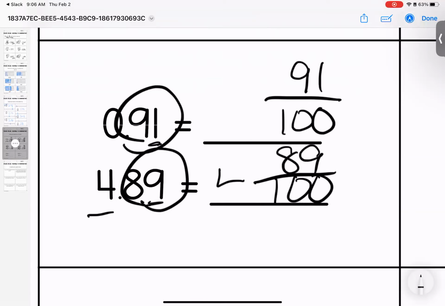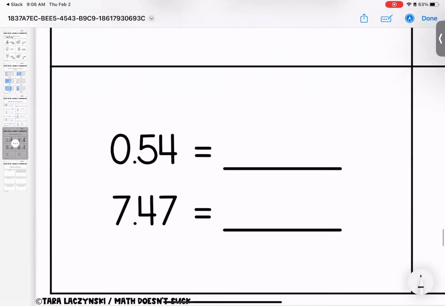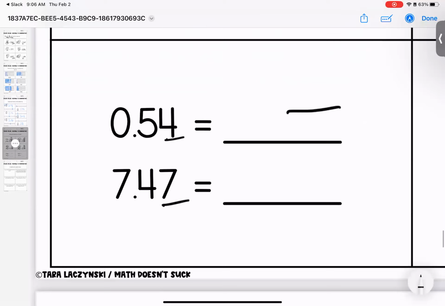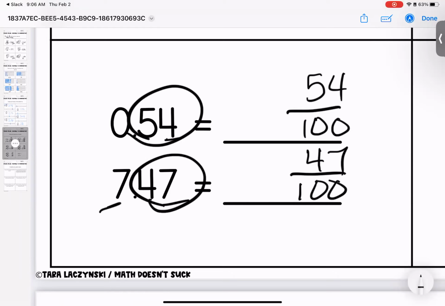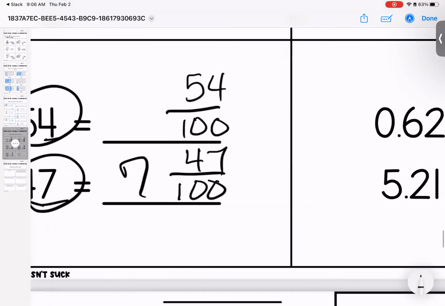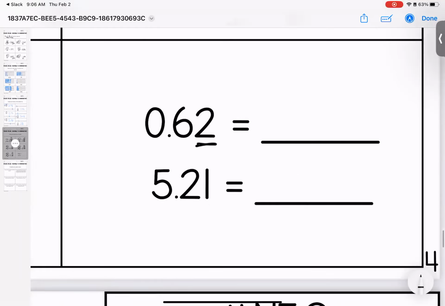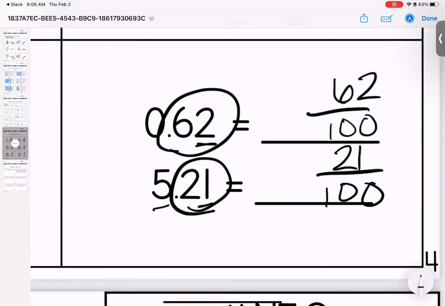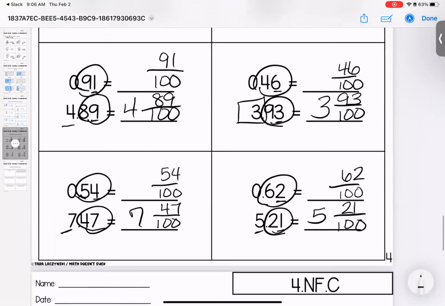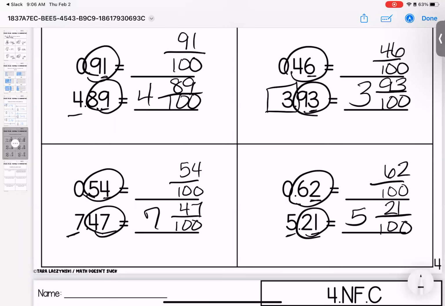How many do I have? 89 and 4 wholes. My 4 and my 7 are in the hundredths place. That gives me my denominator. How many do I have? 54. How many do I have? 47 and 7 wholes. Last one for this style. The 2 and the 1 are in the hundredths place. How many do I have? 62. How many do I have? 21 and 5 wholes. Any questions?